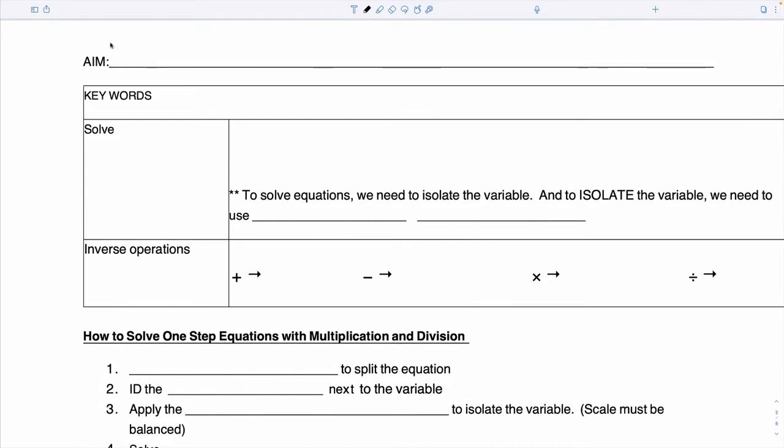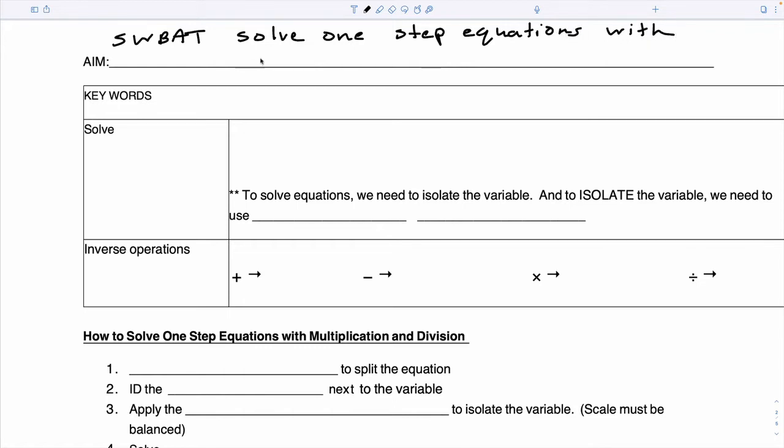Okay, today's aim is students will be able to solve one-step equations with multiplication and division.